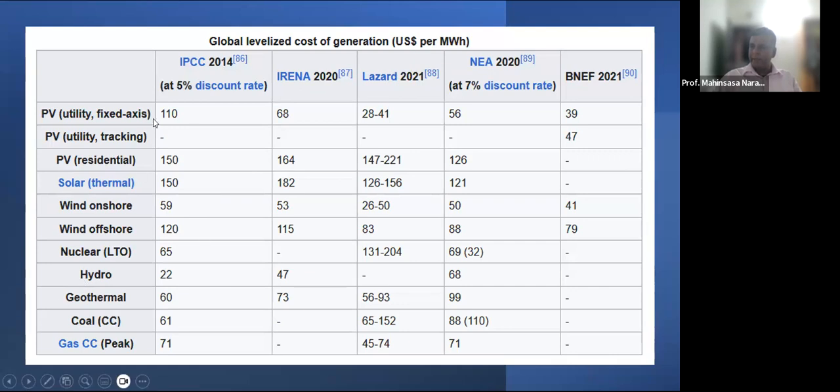Then I can see here that PV is much higher compared to these other sources, coal and wind. The wind may be 59 in onshore. Offshore, obviously, has much higher values. PV residential is much higher than the utility scale one. Then solar thermal is also a bit expensive. Those are the technologies. Even so, the cost of energy is high.